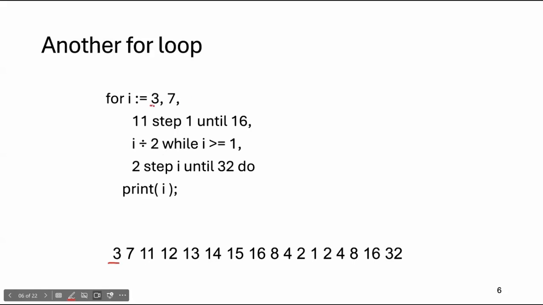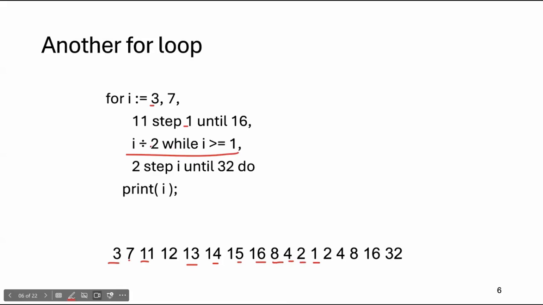So you're going to print I equals 3 and then 7. And then after that, when it is 11, we're going to go ahead and do step 1. So we're going to keep on stepping 1 until it reaches 16. So we're going to print 11, 12, 13, 14, 15, and 16. Once we reach 16, we're going to go ahead and execute the second part of the for loop. So we're going to divide 16 by 2. So we're going to have 8 and then 4, 2 until we reach 1.